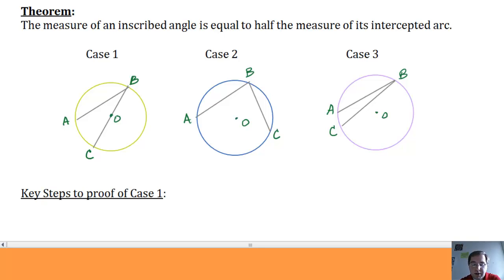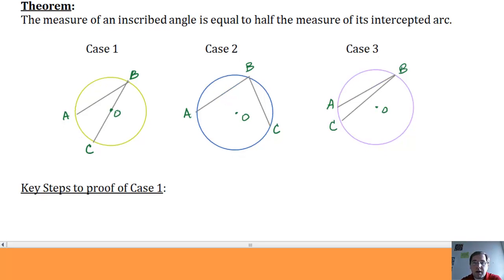Proving this theorem requires looking at 3 different cases, and I've drawn each of the 3 cases for you, case 1, case 2, and case 3. Notice point B is the same in all the cases. What's different is whether the chord BC goes through the center of the circle, whether it is to the right of the center of the circle or to the left of the center of the circle. We are just going to write down the key steps to proving case 1 of it. We might do case 2 and 3 in class.